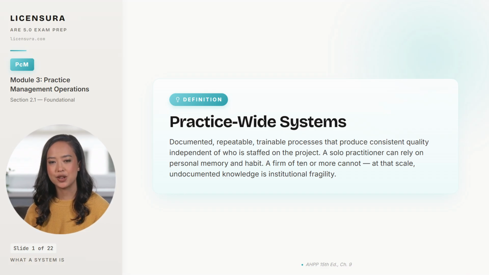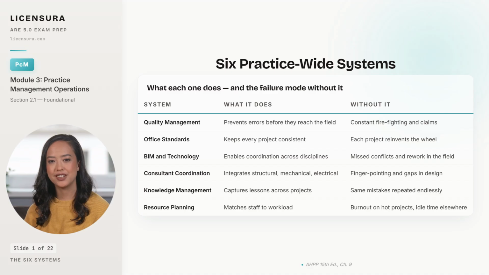There are 6 categories of practice-wide systems the exam expects you to recognize on site. 6 systems, and the failure mode each one prevents. Quality management is the discipline that catches errors before they reach the field, because the alternative is fighting fires and answering claims after the contractor has already built the mistake.